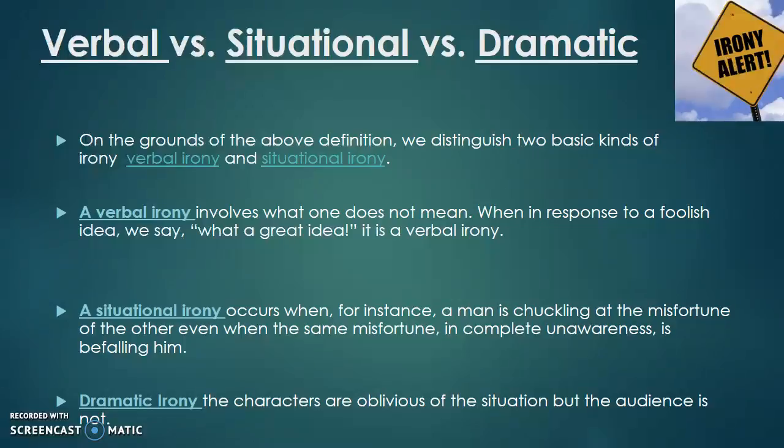Dramatic irony: the characters are oblivious of the situation, but the audience is not. So the characters don't know what's happening to them, but the audience does. So this would be something where a character is going through a hard time, and the reader understands what's about to happen, even though the characters do not.